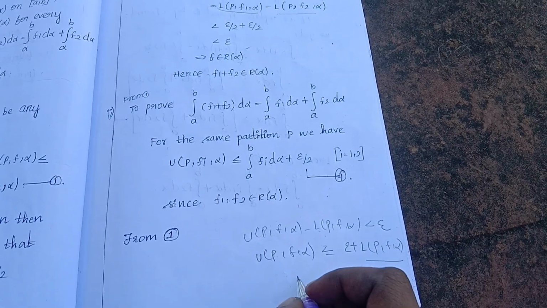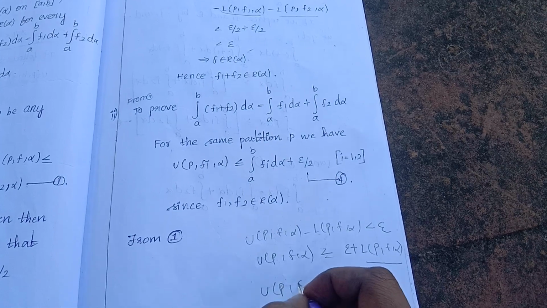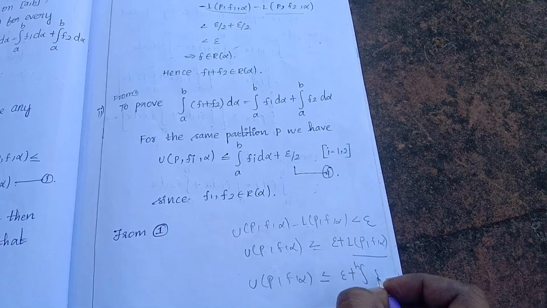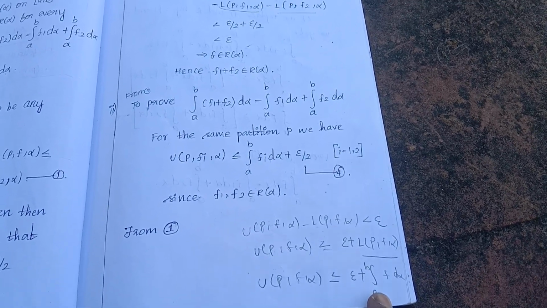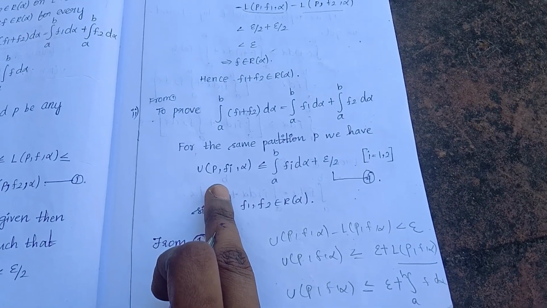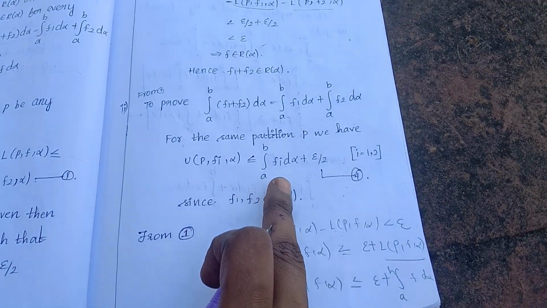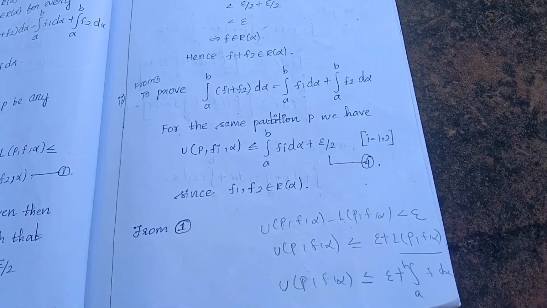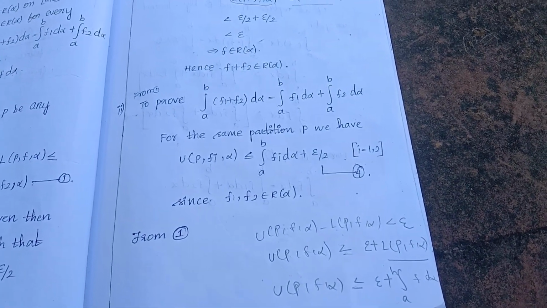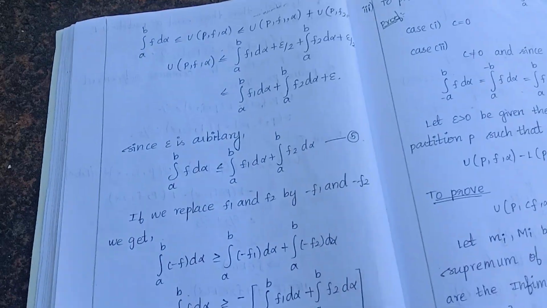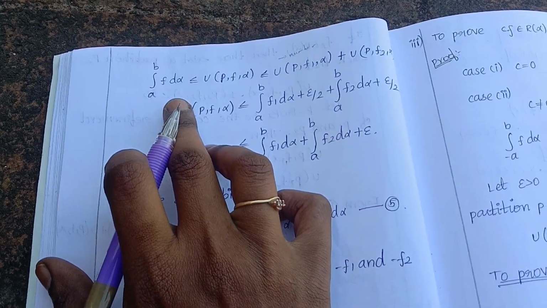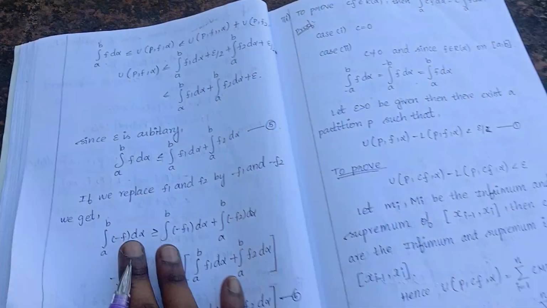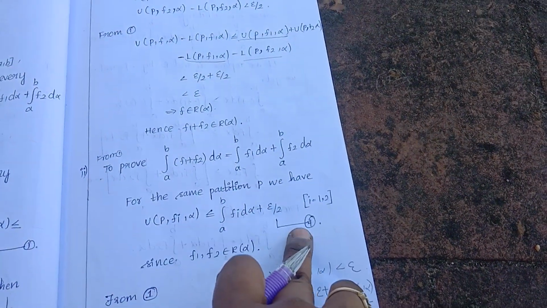So in L of P, the lower bound form, U(P, f, alpha) is less than or equal to epsilon plus the integral from a to b of f d alpha. We can write this form. So U(P, fi, alpha) is less than or equal to the integral from a to b of fi d alpha plus epsilon by 2. Here i equals 1 and 2, since we consider two partitions and f1 and f2 also belong to R of alpha. So now the integral from a to b of f d alpha is less than or equal to U(P, f, alpha). Here epsilon becomes arbitrary.